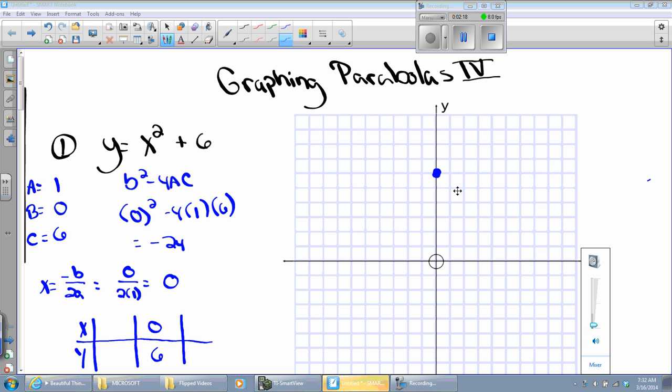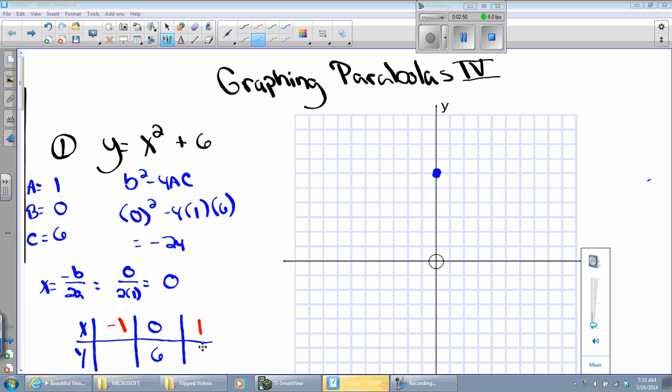Okay, so there's the vertex, and A is positive, so the parabola is opening upward. So there's no way that this can cross the x-axis. Now, I normally like to put 0 in my t-table, but I can't because my vertex is at x equals 0. So I'm going to put positive 1 and negative 1 in. Now, because of symmetry, if I go 1 unit to the right, I'll know the y-coordinate when I do my math. Well, if I go 1 unit to the left, I'll get the same y-coordinate.